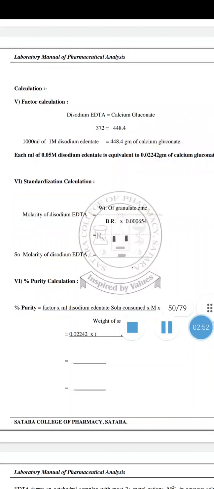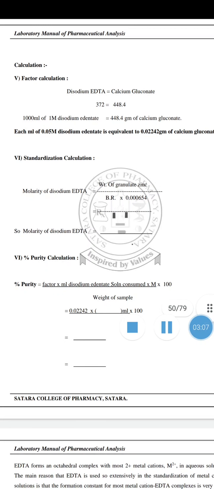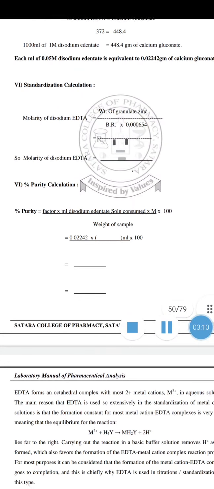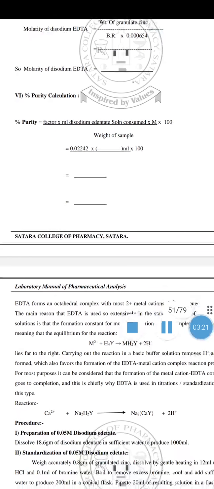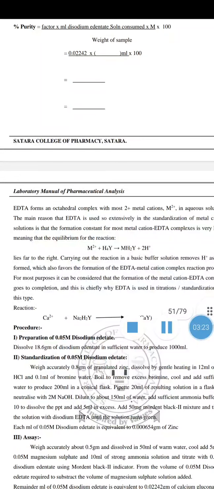Then the calculation part of the standardization: the molarity of the disodium EDTA is equal to the weight of granulated zinc divided by the burette reading into 0.000654. Then calculate the molarity of disodium EDTA. Then the percentage purity calculation: the factor into the ml of disodium edetate solution consumed into molarity into 100, divided by the weight of the sample. Okay, this is the calculation part.